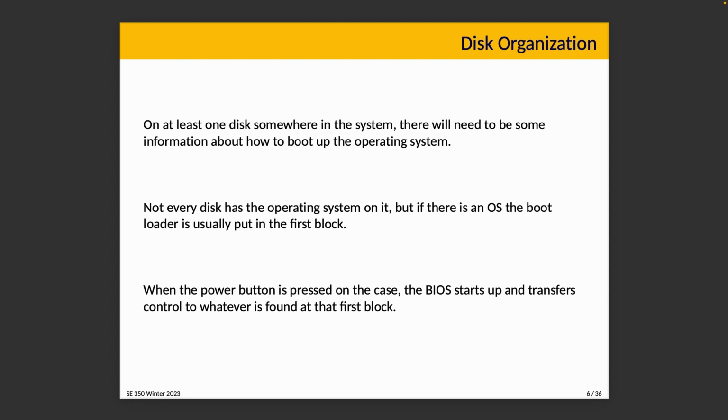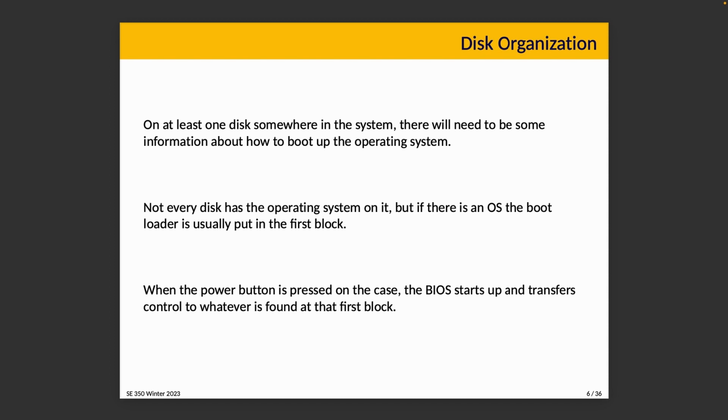Now, on at least one disk somewhere in your system, there is some information about booting up the operating system. This is sometimes called the boot sector or something like that. And in a system that has more than one disk, it's not necessarily the case that the operating system is on every disk. In fact, it's probably only on one of them. But we need some information for where it is and how we start it. And so to make that work, typically the first block of a disk is going to be the loader information to start the operating system.